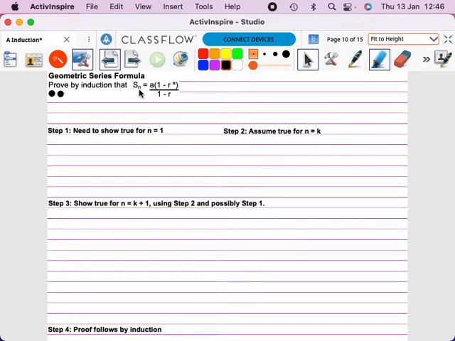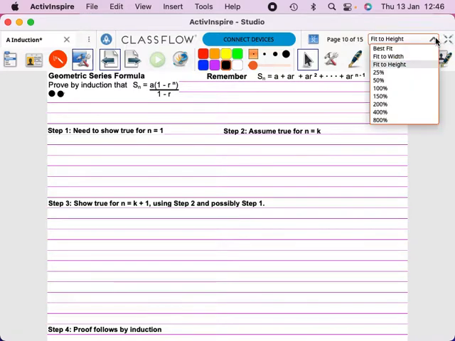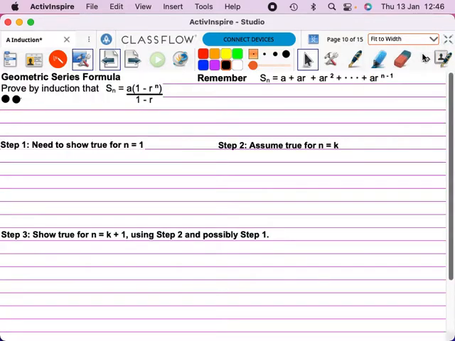But what is T1? Well, T1 is equal to A. This is a geometric sequence. What is T2? It's AR. What is T3? It's AR squared. And what is Tn? Tn is this term here. So let's actually zoom in to make it clearer.